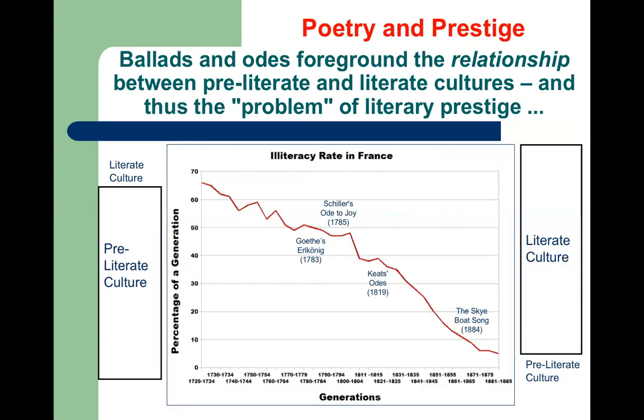Okay, so that kind of brings us to the introduction of two lyric forms, the ballad and the ode. Ballad representing folk tradition or oral culture, and the ode written or elite tradition. Now, what's interesting about these, of course, is that they foreground the relationship between these two cultures, and thus the problem of literary prestige. Why is some literature considered more prestigious than others?